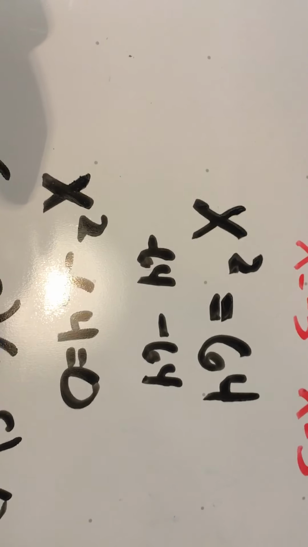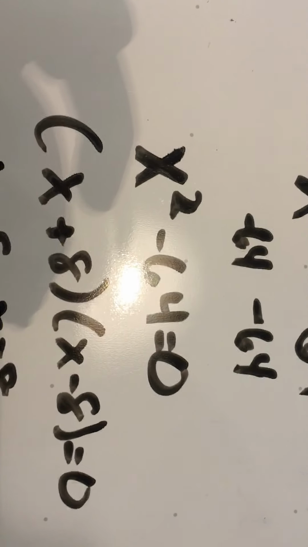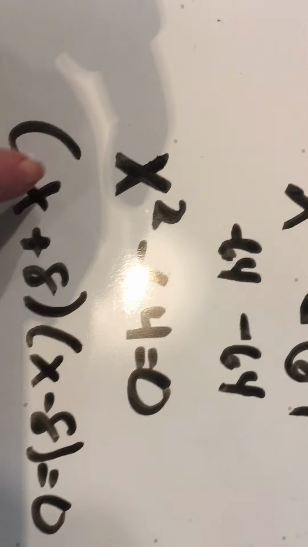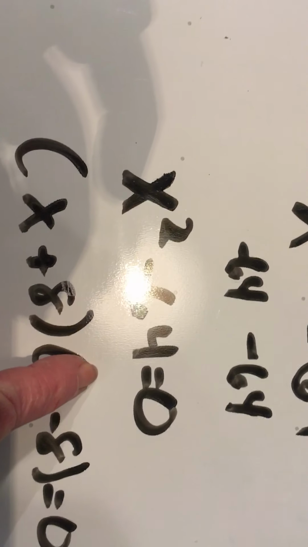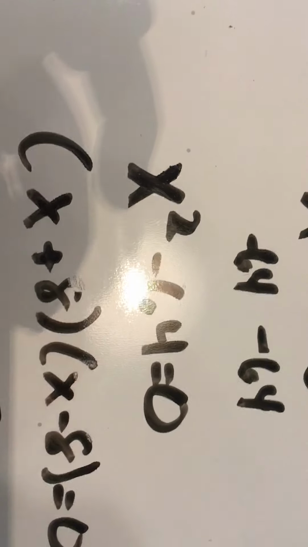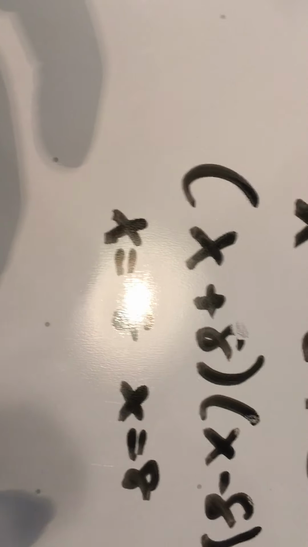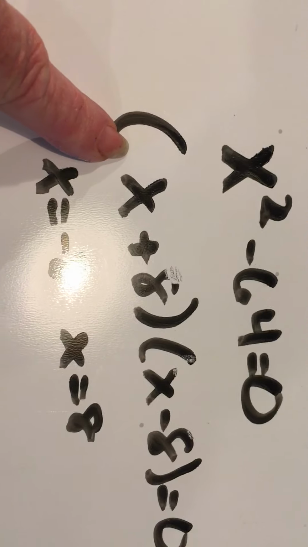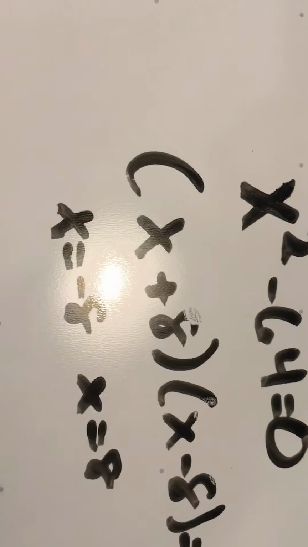What multiplies together to give me x squared? x and x. What multiplies together to give me negative 64? Positive 8 and negative 8. We can check it. x squared minus 8x plus 8x, your middle term drops out, and then minus 64. Now we're solving. x minus 8 equals 0. x will equal 8. x plus 8 equals 0. x will equal negative 8. That's difference of perfect squares. Okay?